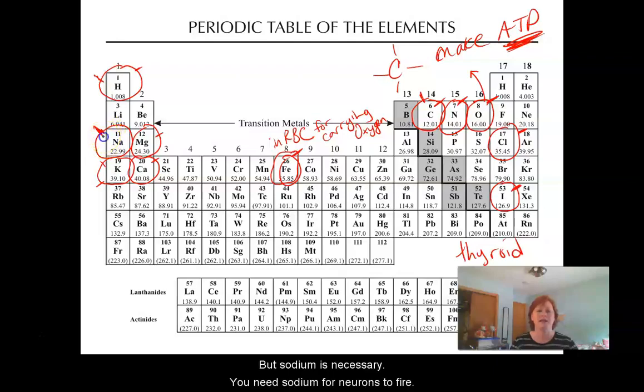But sodium is necessary. You need sodium for neurons to fire. You also need potassium for neurons to fire. You also need potassium for muscle contractions.